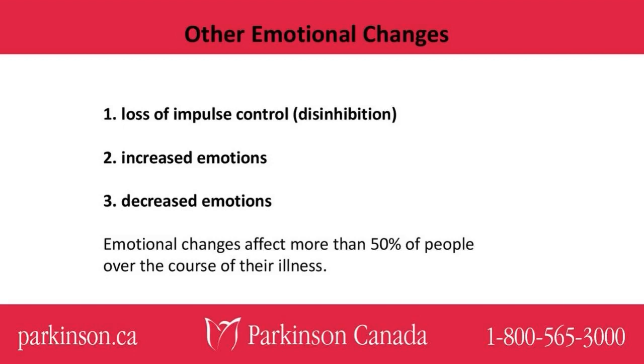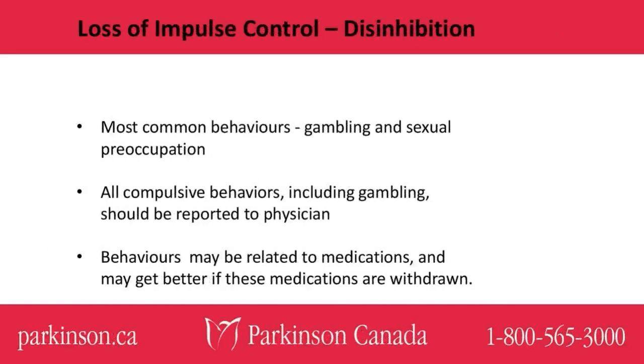Other emotional changes that occur with Parkinson's are loss of impulse control, which we call disinhibition, and increased emotions or decreased emotions. I'll explain each one in turn. Again, these emotional changes affect more than 50% of people over the course of their illness. So what's disinhibition? The most common behaviors are gambling and sexual preoccupation or acting out.